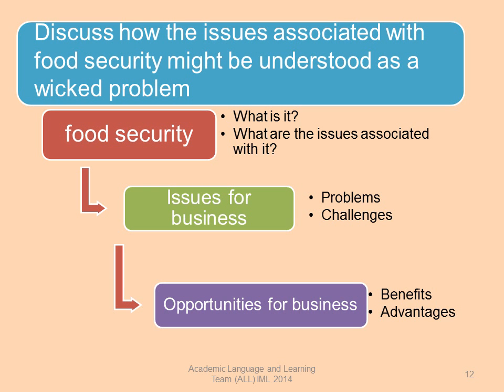Another way to look at this essay is to break it down into a sequence of some kind. So here I've got 3 stages. In the first part I'll talk about food security, describe what it is, describe what the issues are associated with it. Second part, talk about issues for business.